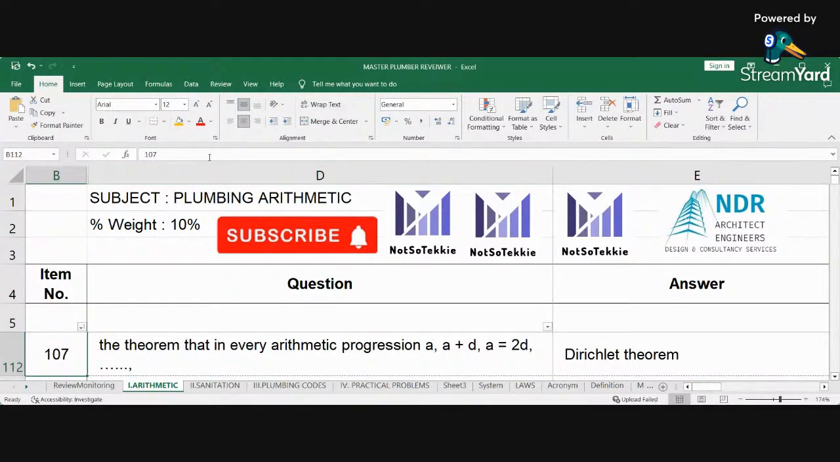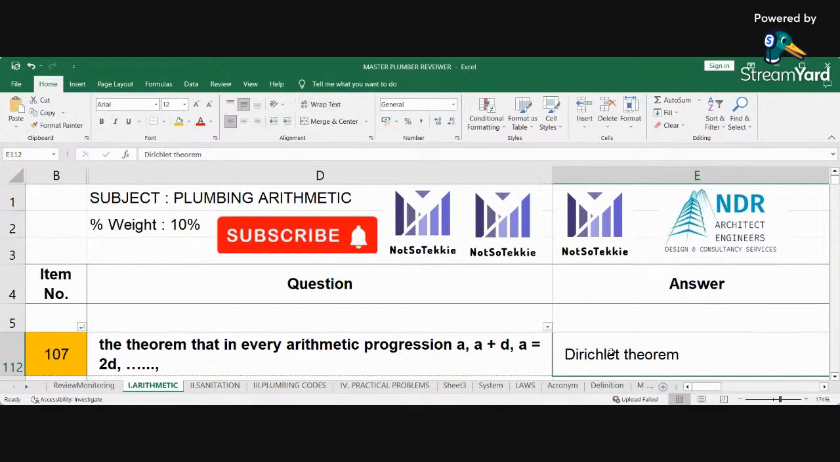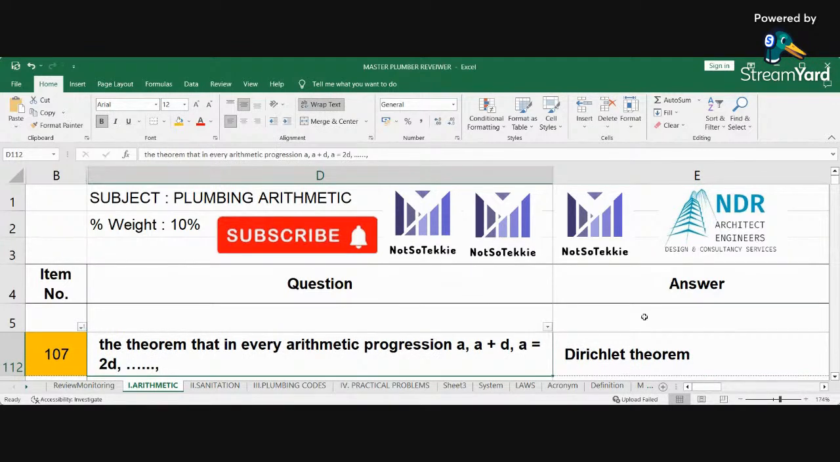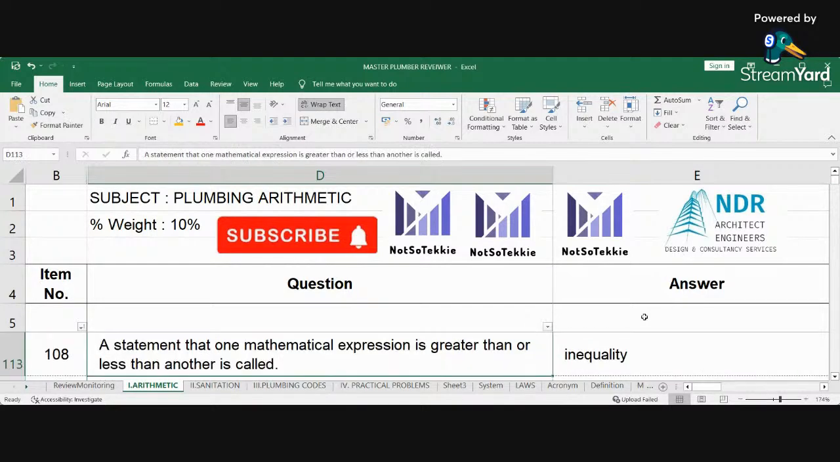107. The theorem that in every arithmetic progression, a, a plus d, a plus 2d, and so on, contains infinitely many primes. The answer is the Dirichlet theorem.